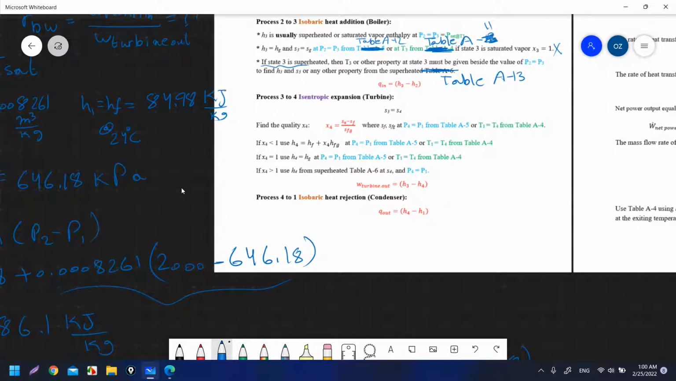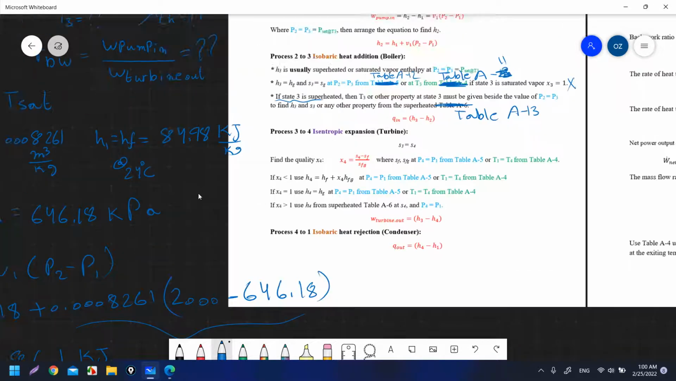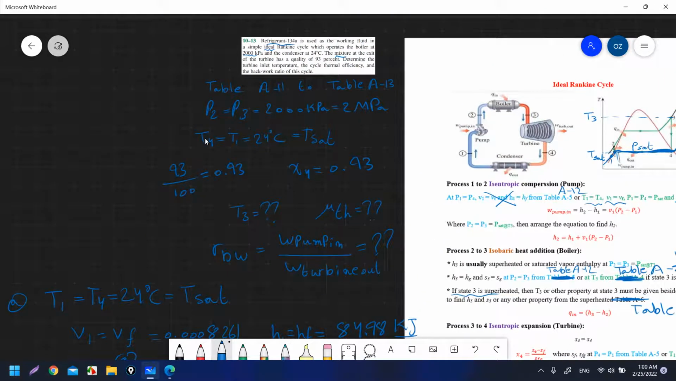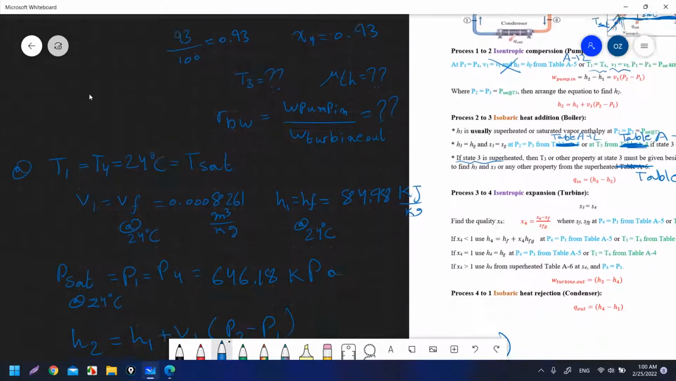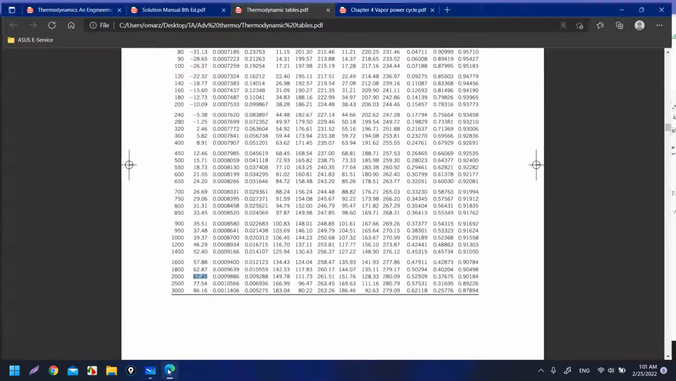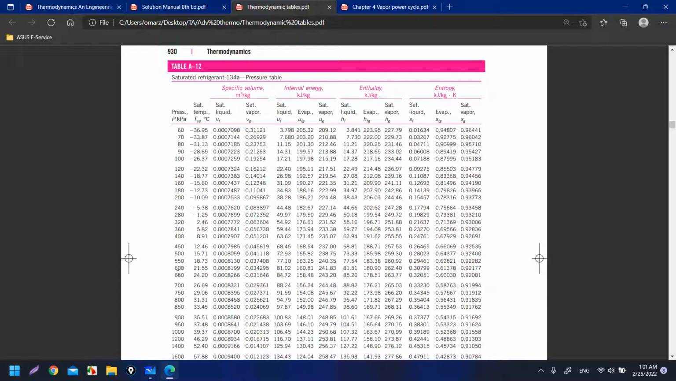what else do we know about state 4? Do I know anything about state 4? I don't have S4, right? Because S4 comes from S3, so how can I find anything about state 4? I have the saturation temperature, T4 equal to T1, and I also calculated P1 equal to P4. Do not use P1 equal to P4, because as you can see, it is not a usual number, 646.18, so you will not find it. It will be between these two numbers, and you will need to do interpolations.